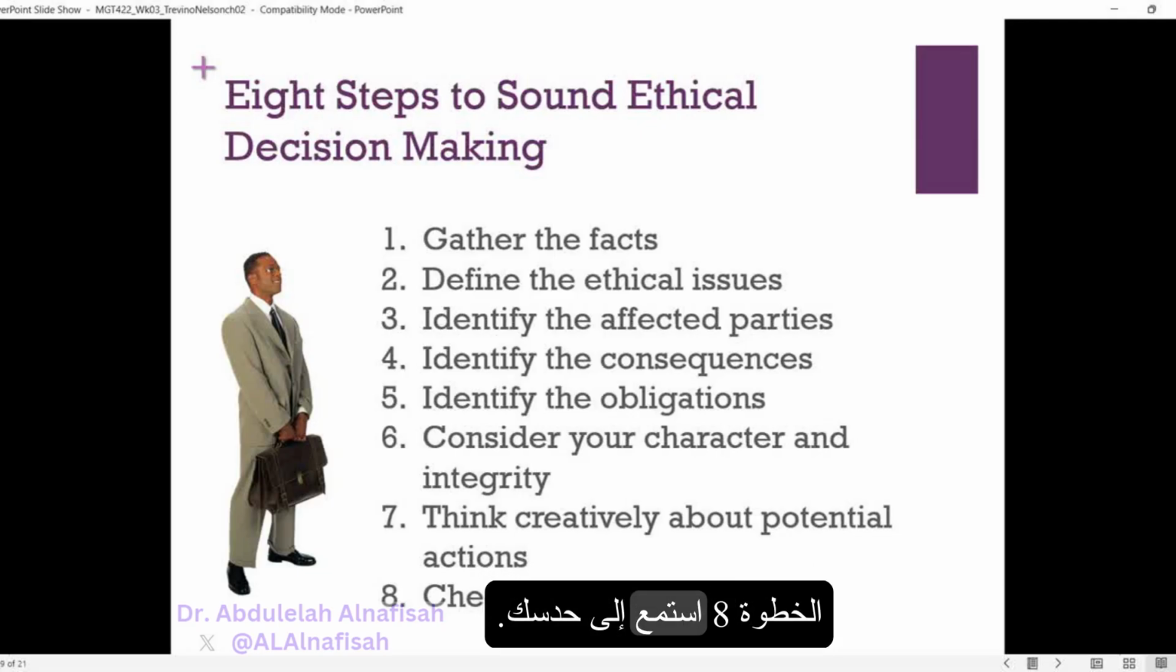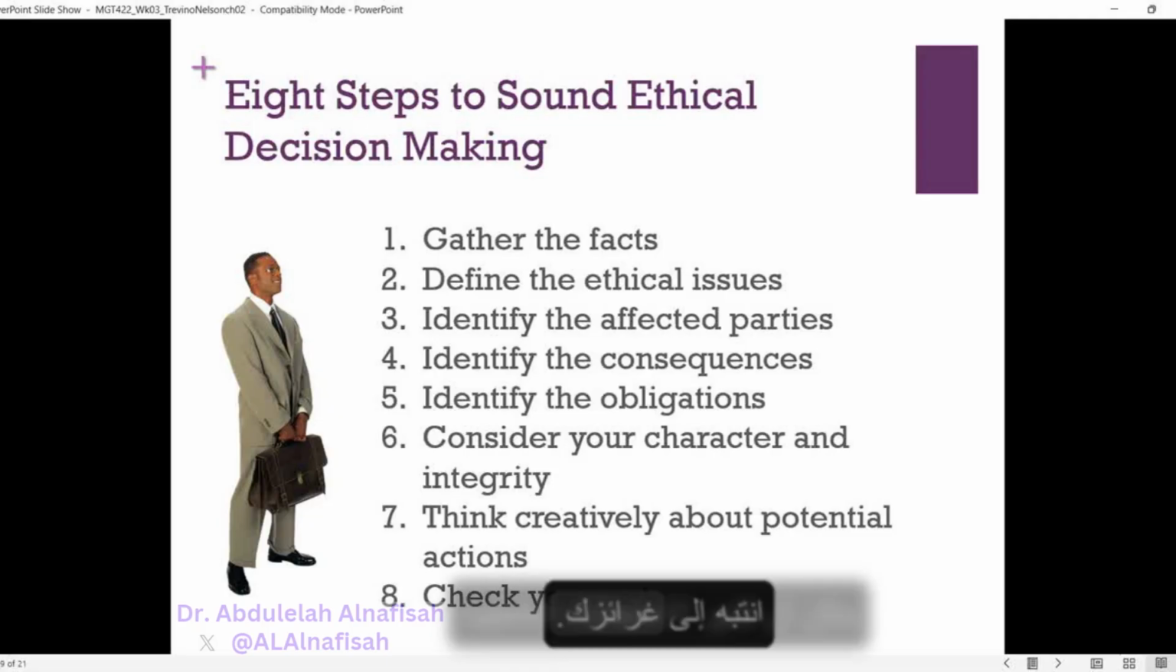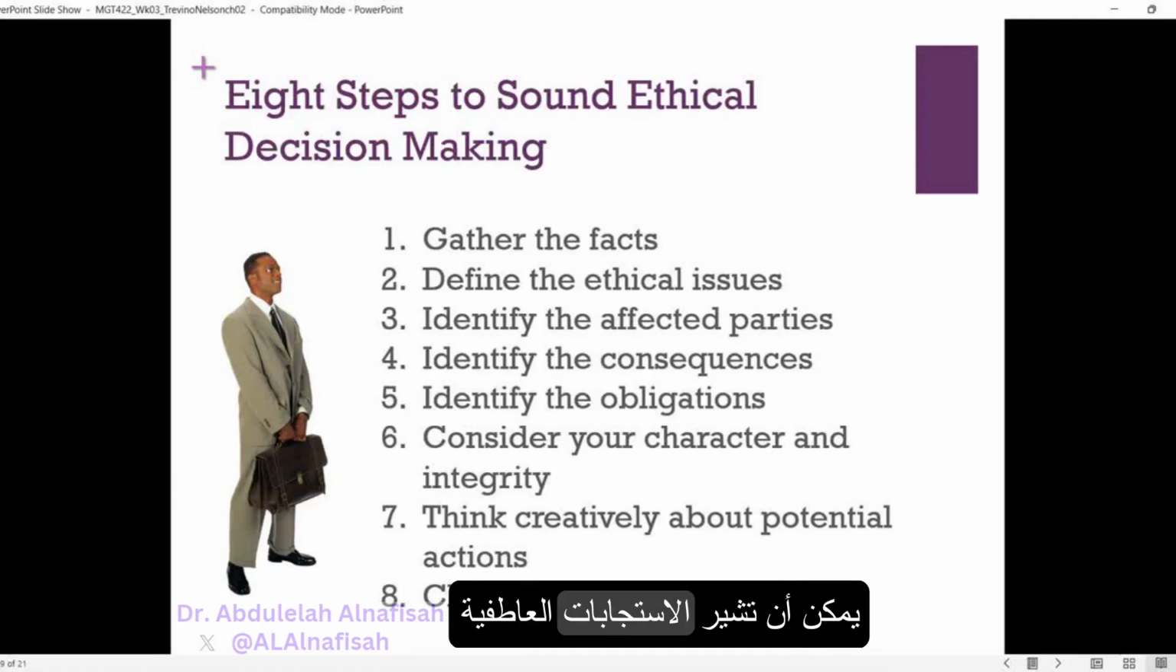Step 8. Check your gut. Pay attention to your instincts. Emotional responses can signal underlying ethical dilemmas, but use rational decision-making tools to guide your final choice.